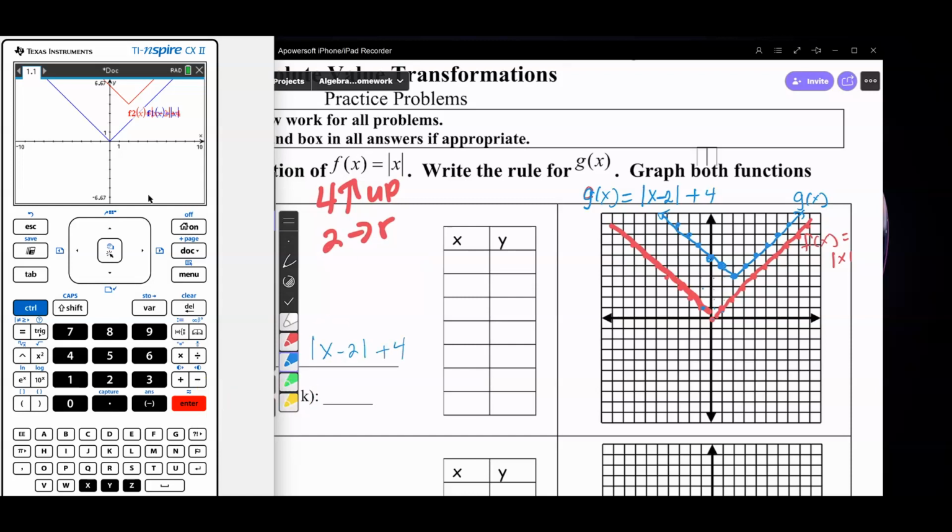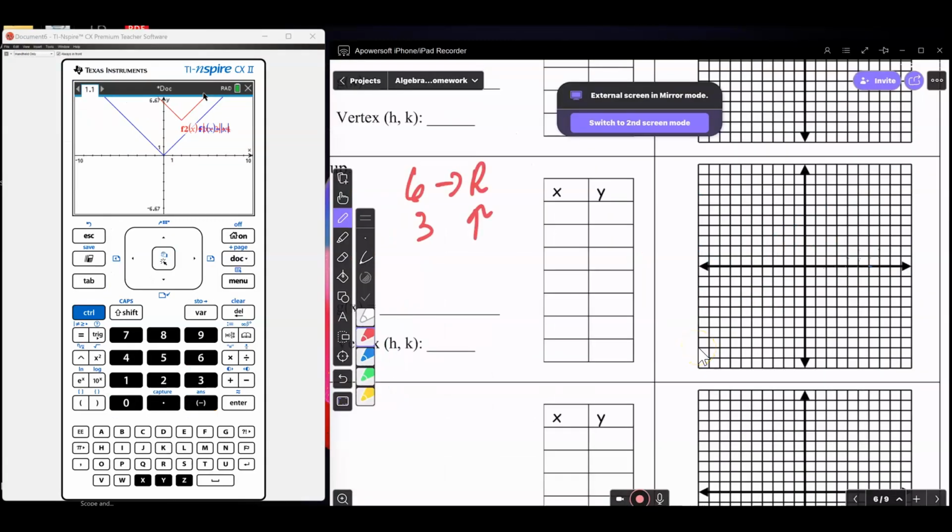Now, we can see the vertex here. The vertex here is you start at the origin, go 2 spaces right, go 4 spaces up. So the vertex is 2, 4. We also see the vertex here, 2, 4. See? And that's going to be our h. For number 6, we're going to go 6 units to the right and 3 units up. So I'm just going to write here right, and then 3 units up.